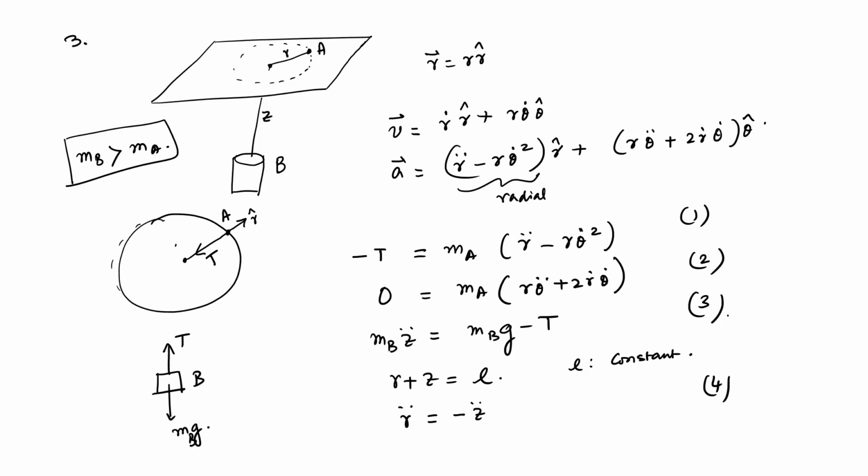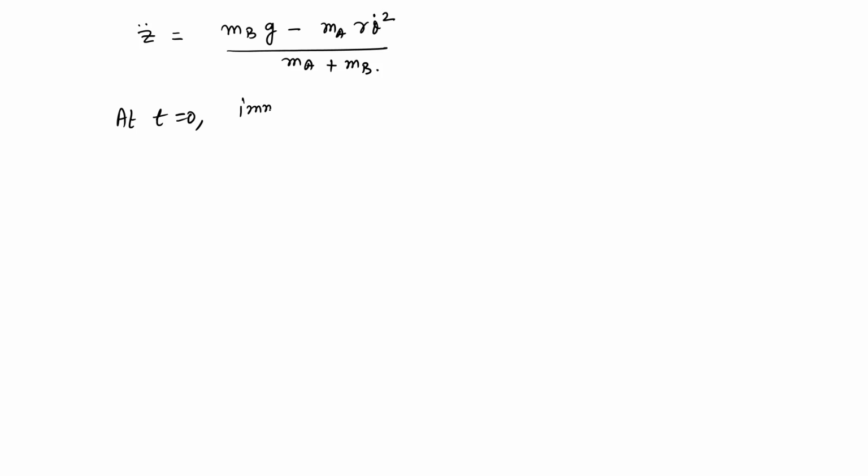Okay. So, one can solve for z double dot, which is the acceleration of the mass B. So, this is equal to m A r theta dot square divided by m A plus m B. So, at t equal to 0, immediately after B is released, r is equal to r 0 and theta dot is equal to omega 0.